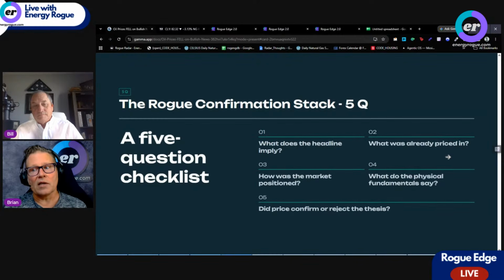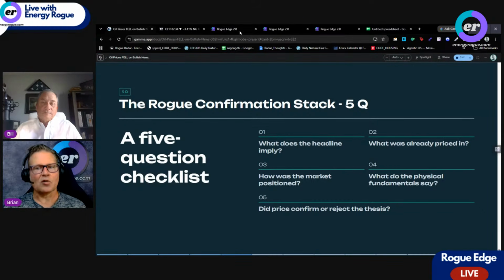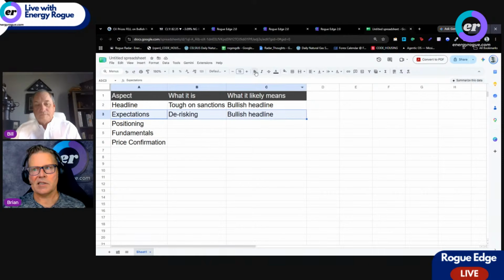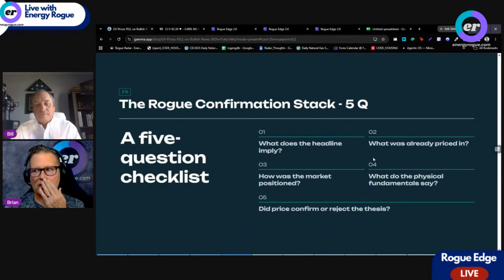This is where we take a look at the Rogue confirmation stack. These are the 5 questions that we actually ask. What does the headline imply? Well, the headline implies tough on sanctions, bullish. Expectation, de-risking, that's bullish.